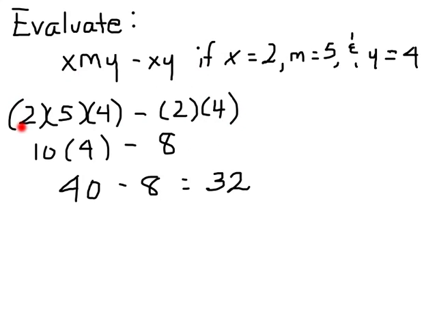X I know is equal to 2. So everywhere I've got an x, I'm going to put a 2. M is equal to 5, so I'm going to put my 5 there. And then y is equal to 4, so here where I've got a y, I'll put a 4. And here, I'll put another 4. Then all I have to do is do the math. 2 times 5 is 10, and 10 times 4 is 40. And here I've got 2 times 4 is 8, so I've got 40 minus 8 is 32. See? So simple. Let's do your practice problems.